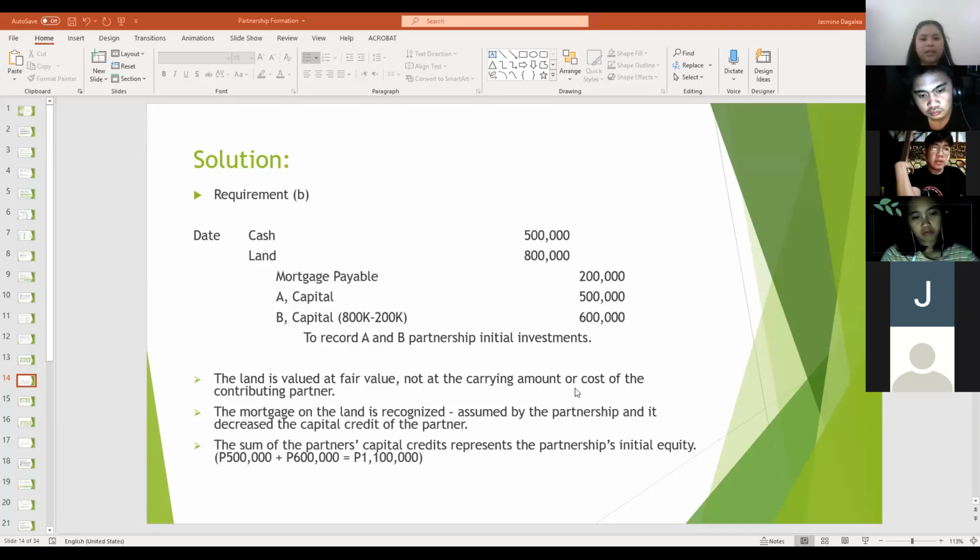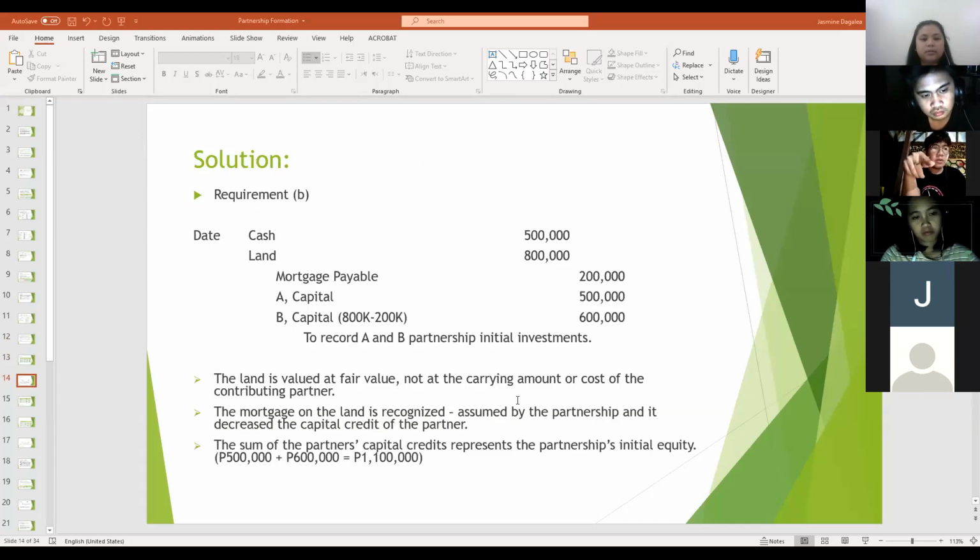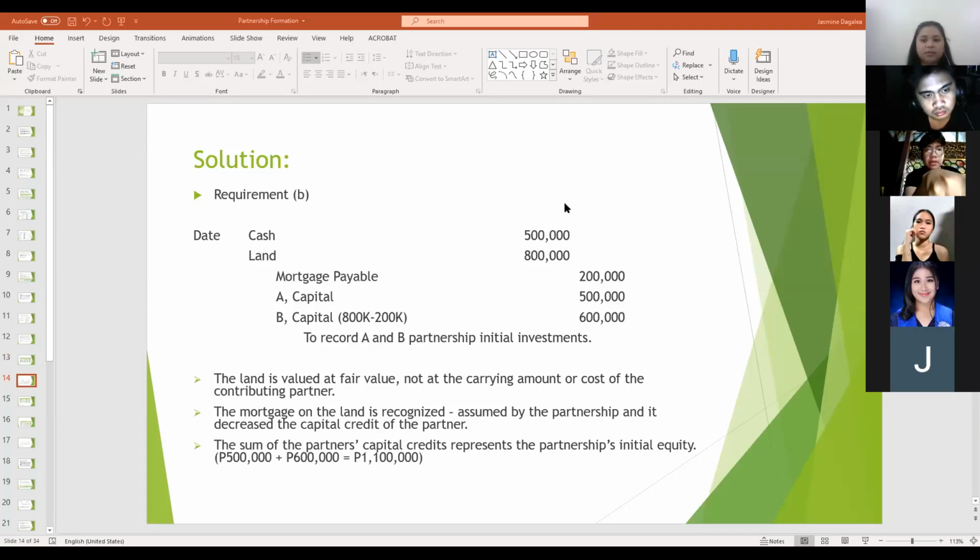So, yan. Gets nyo ba yung example? So, ganito yung journal entry nyo. Ha? Clear ba? May question? Yes, ma'am. Clear, ma'am. Yan. Mabilis ba? Baka may sabi na naman, ang bilis lang. Yan. So, gets? Mabilis lang, di ba? Easy peasy. Perfect na kayo sa exam.